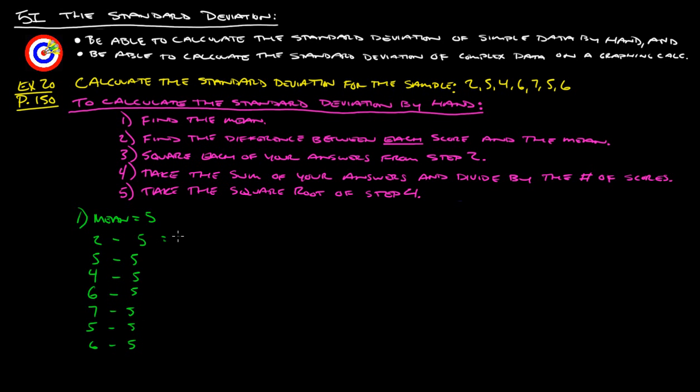And we get, the negative is not going to matter. I'll put it on there anyway just for good measure, but it's not going to matter because we are going to square our answers, which is going to get rid of our negative, but let's leave it on there for now. 0, -1, 1, 2, 5, and 1. So we found the difference between each score and the mean. Now we're going to square each of our answers from step 2. So all of these here are going to get squared.